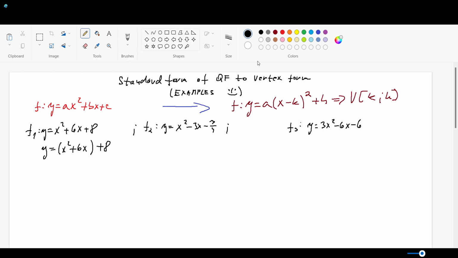Now you are looking for a perfect square, and you want to complete this expression to become something like a squared plus 2ab plus b squared, which is then equal to a plus b squared. So how do we do that?